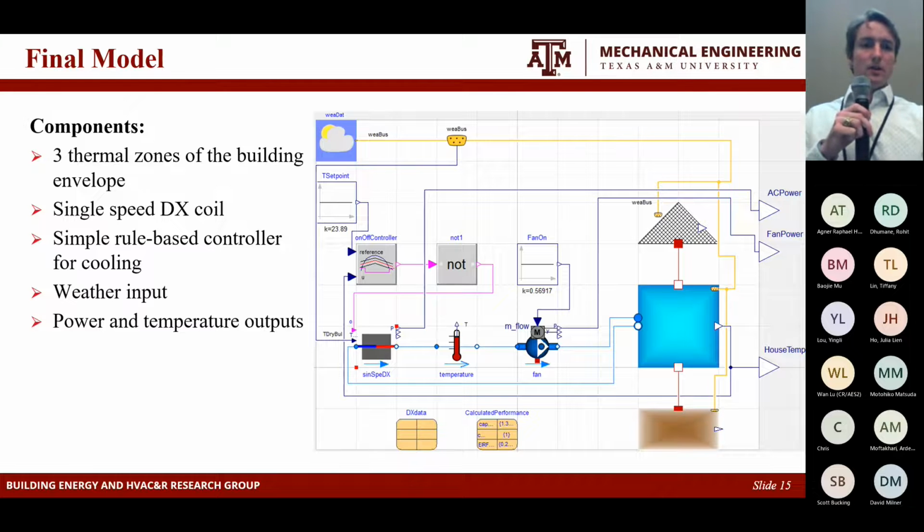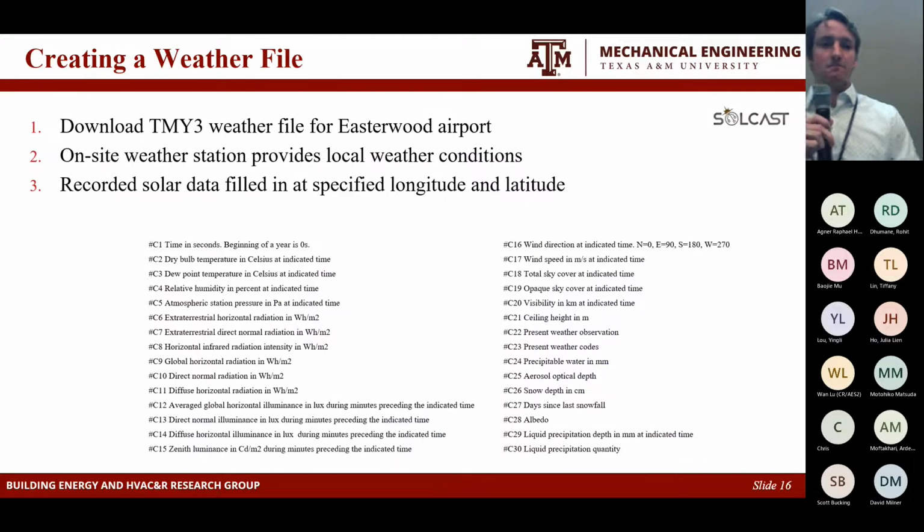So then on the top left, we see the weather input that we are using for Modelica. In this, we could either choose to use some TMY3 data, or, if we actually plan to have a weather station on site to collect the local weather data so that we can run tests and compare power consumption, actual versus simulation, to validate our model. And this is our plan currently.